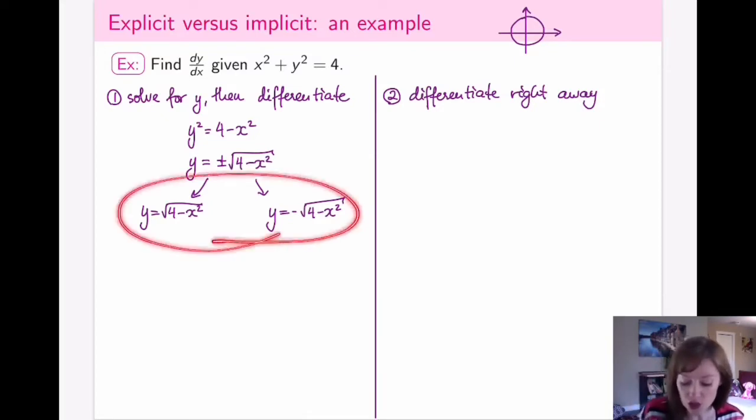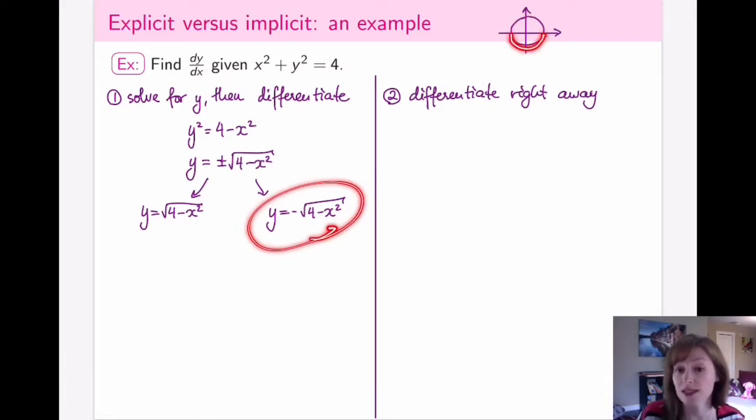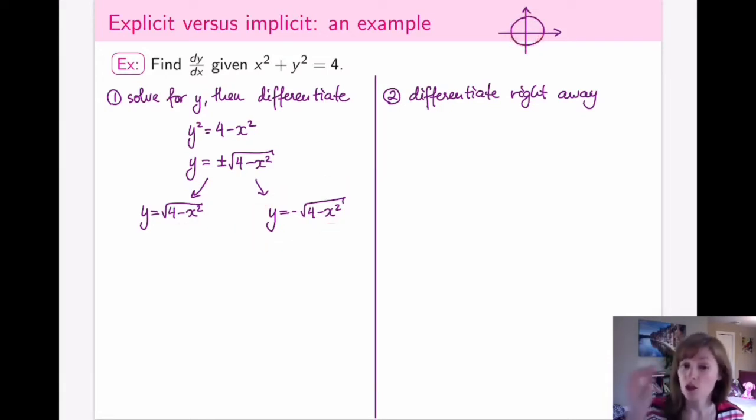So what these two cases correspond to are the top semicircle, where the y-coordinate is positive, and the bottom semicircle, where the y-coordinate is negative. Top semicircle and bottom semicircle by themselves are functions, but they're not a function together. So now, in order for me to take a derivative, I'm going to have to take it one branch at a time.